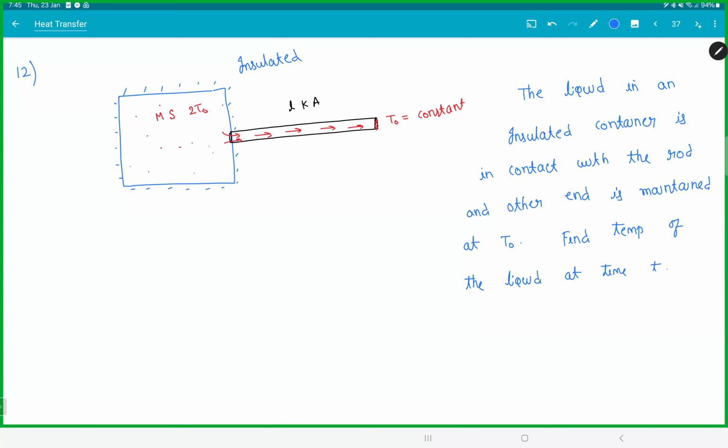Ansh is also saying, sir, function should be decreasing. That is also correct. The temperature should decrease, right? So there should be a decreasing function. What else can you do?